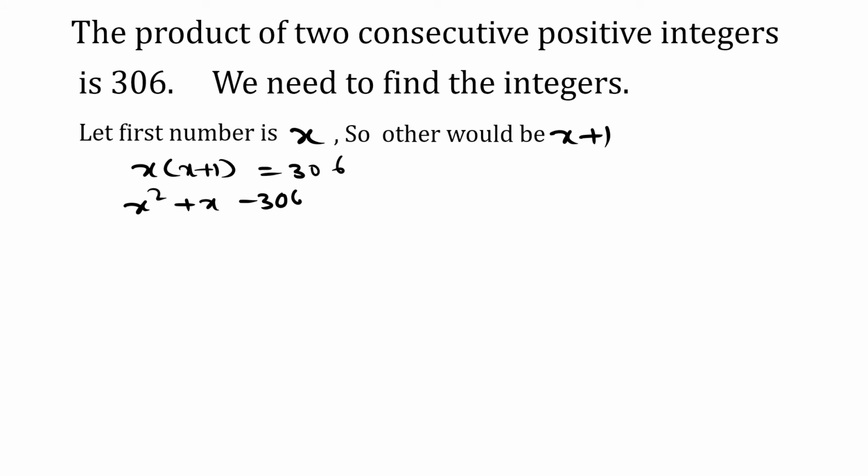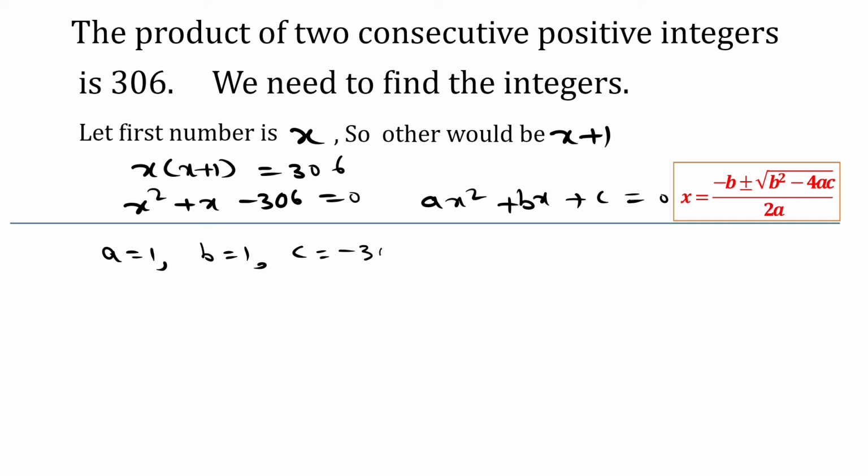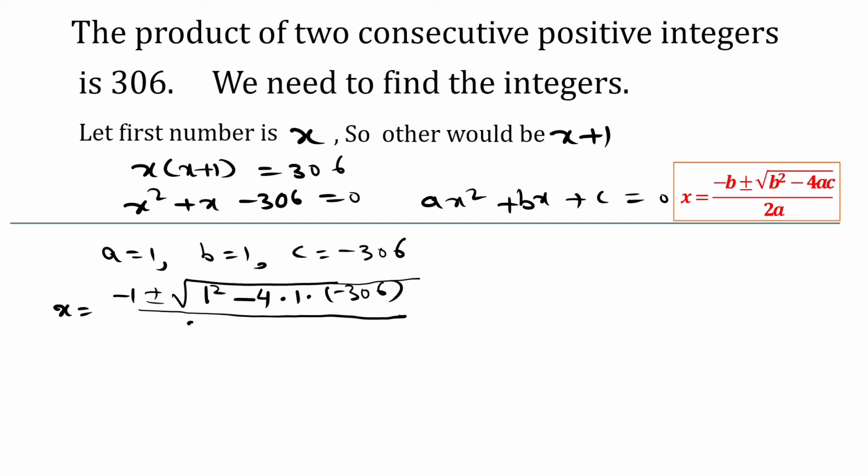Distributing we get x square plus x minus 306 is equal to 0. Now comparing this with the standard quadratic ax square plus bx plus c is equal to 0, we get a is equal to 1, b is equal to 1 and c is equal to minus 306. Now substituting in the quadratic formula we get x is equal to minus 1 plus or minus under root 1 square minus 4 times a, that is 1, times c, that is minus 306, and the whole divided by 2 times a, that is 2 times 1.